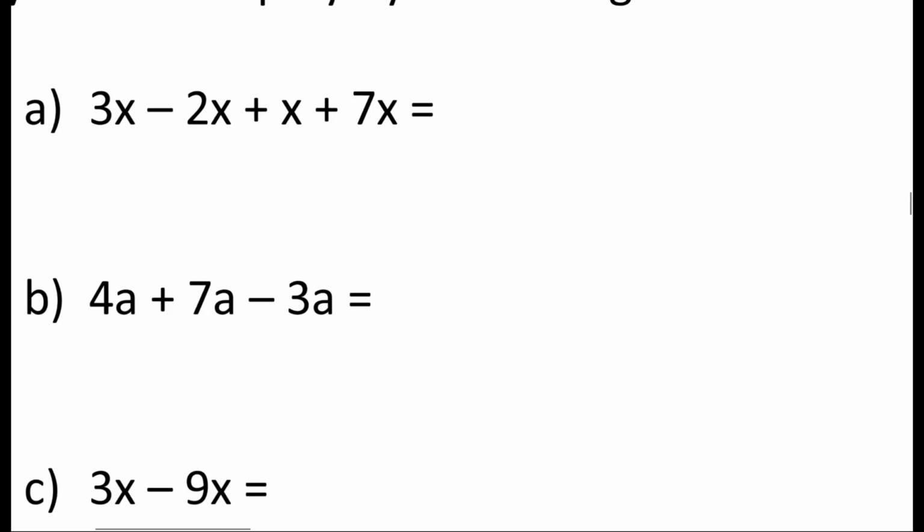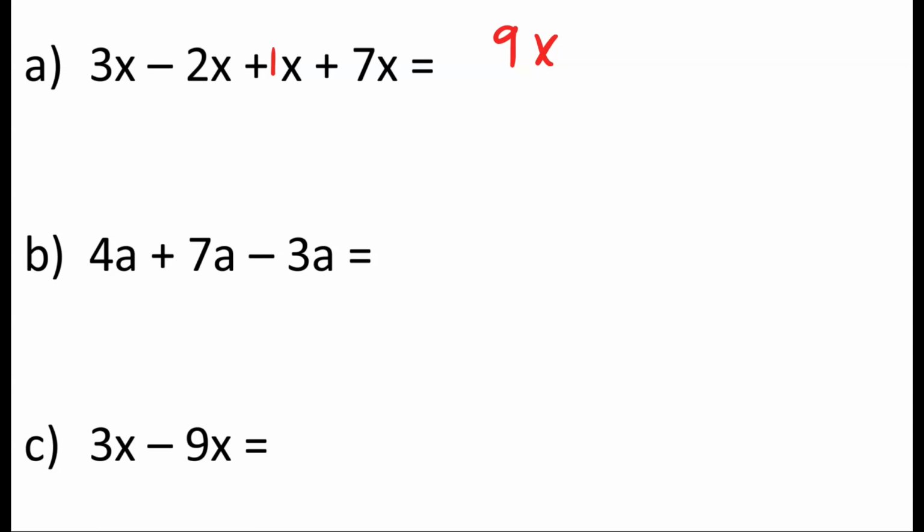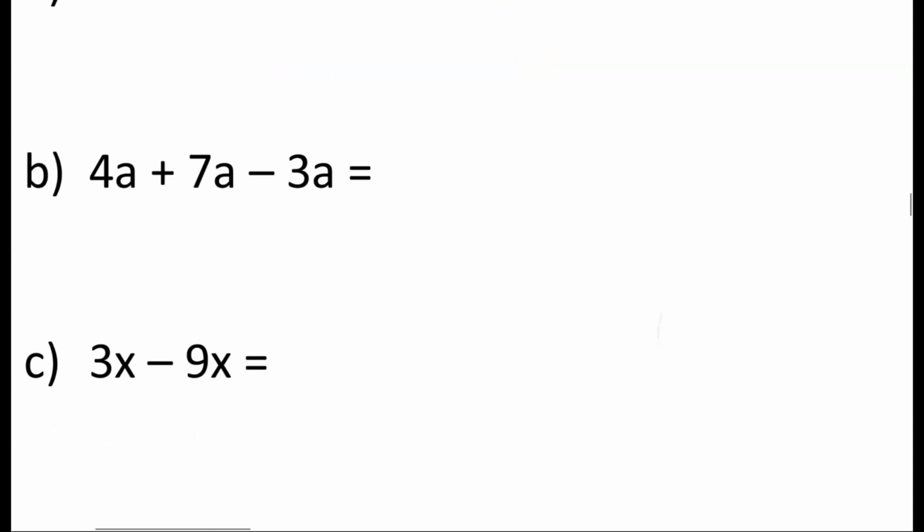So we could rewrite all of this, but because they're all the same variables, what we need to do really is just add them together. So we're looking at 3 subtract 2, which makes 1, plus 1x makes 2, and the last part is plus 7x, which leaves us with 9x in total. So we've simplified that whole expression, equation, because it does have an equal sign on it.